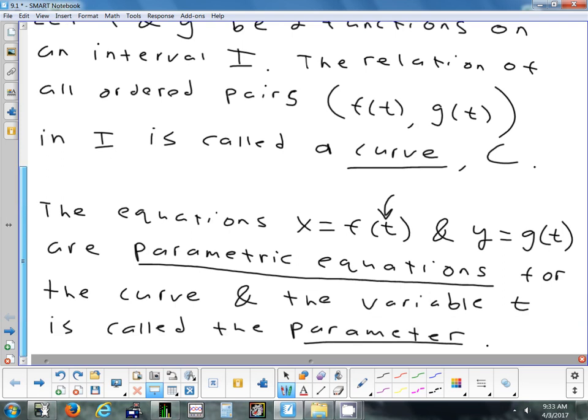But that variable that you're changing, the t, we usually don't call it a variable. We call it a parameter. But it's just like a variable. The parameter is the thing that can take on different values, again restricted by your interval.